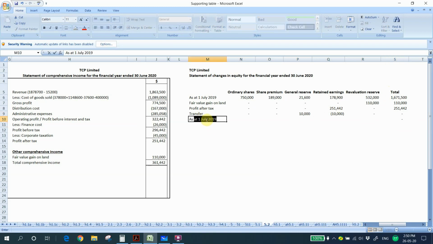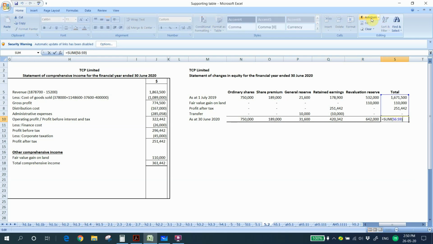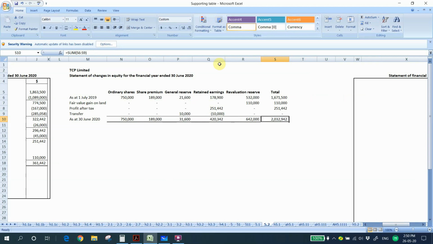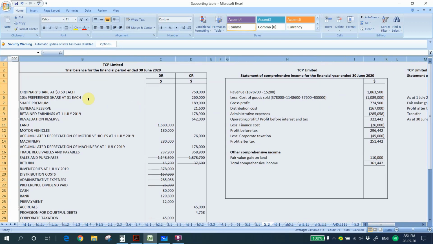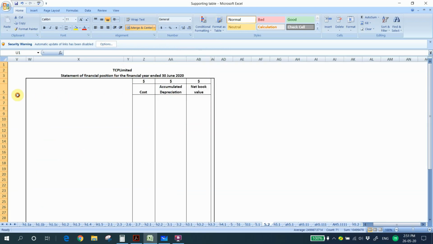If there is no more, then we can close it as at 30th June 2020. So we add the amount together. Check the formula. So that's all for our statement of changes in equity. Next, we have to record the statement of financial position, and then let's hide these two first so I can refer to the trial balance easily.